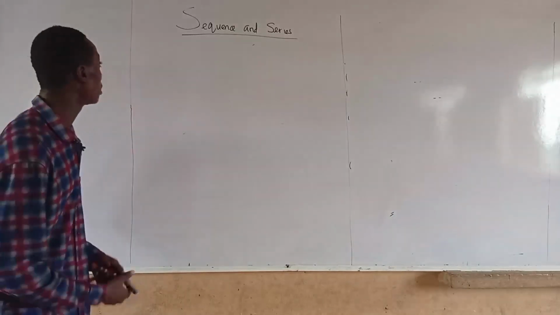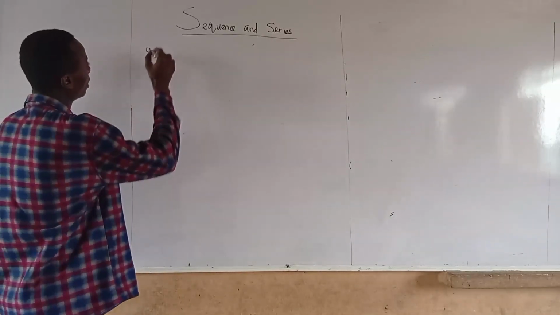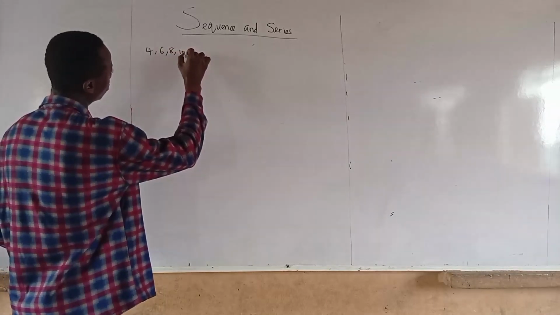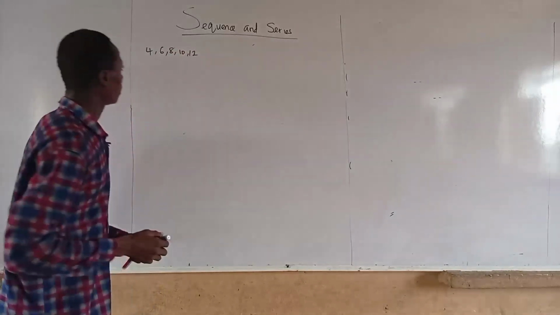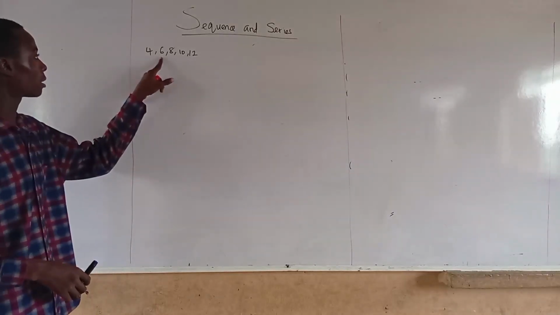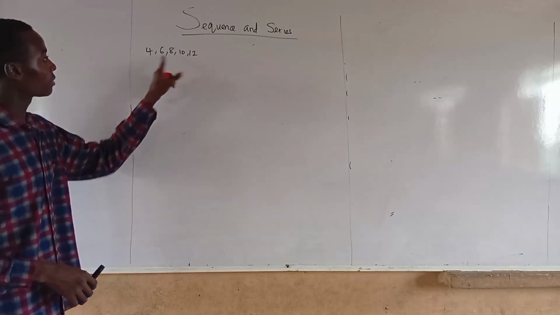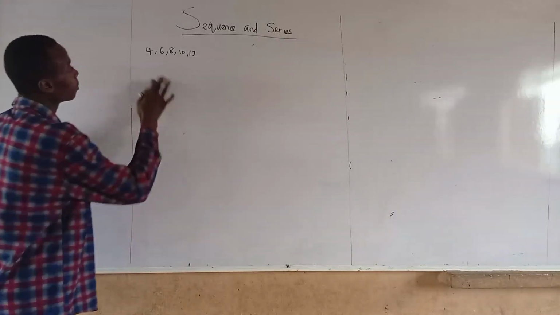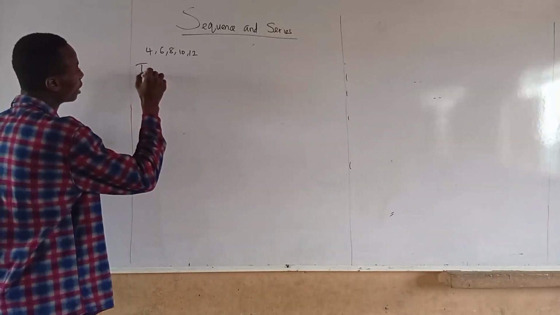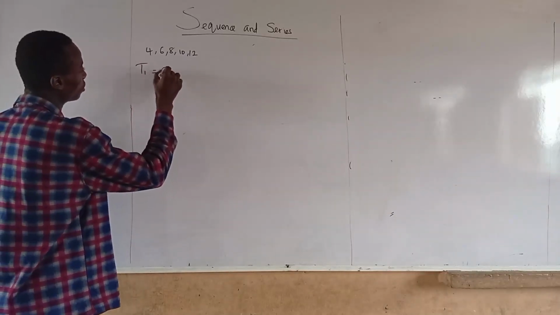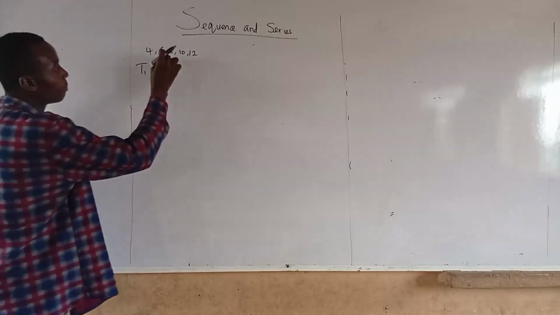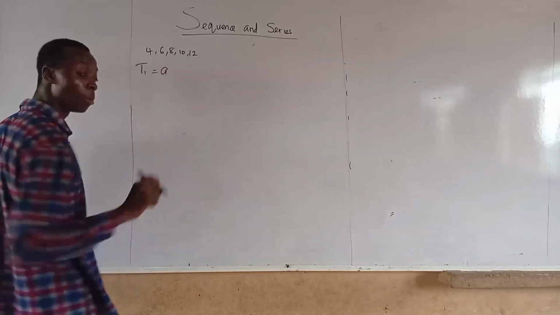I'll use this first example I used earlier to explain the formula. Let's say we have 4, 6, 8, 10, 12. Remember earlier I told you that each of these numbers is called a term. This is the first term, second term, and this is the what? 5th term. The first term is denoted with T1, or it's also denoted with small letter A. But now I don't want to focus on this term again. I want to focus on this term and common difference.